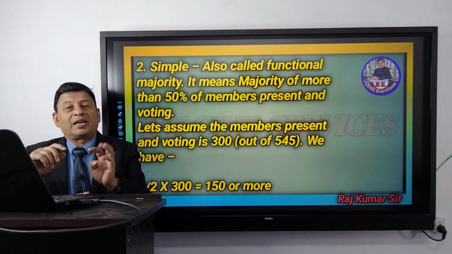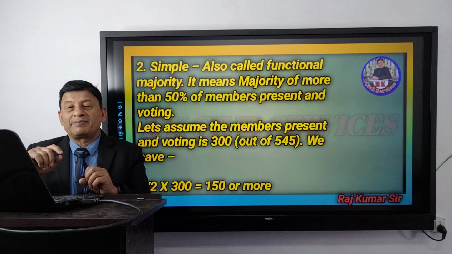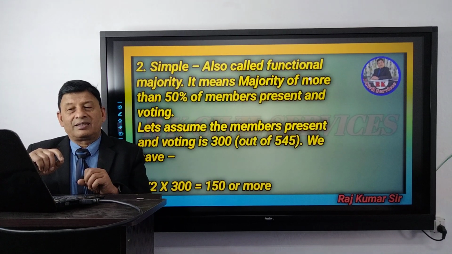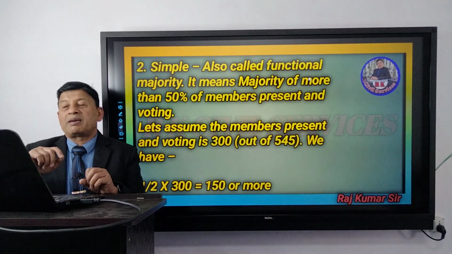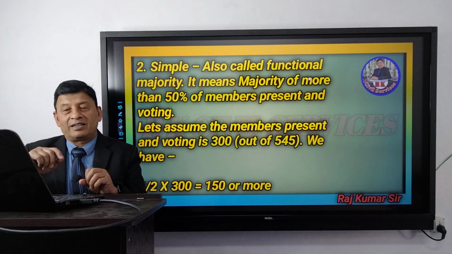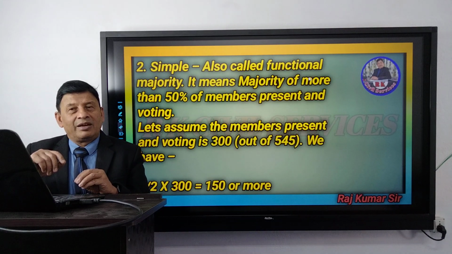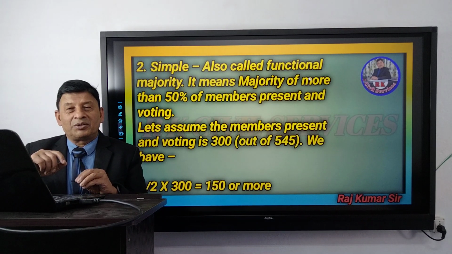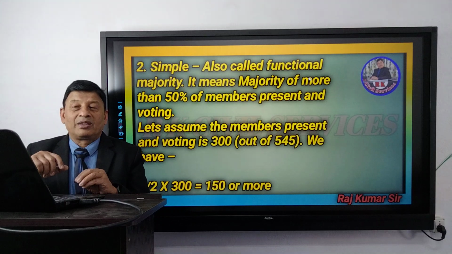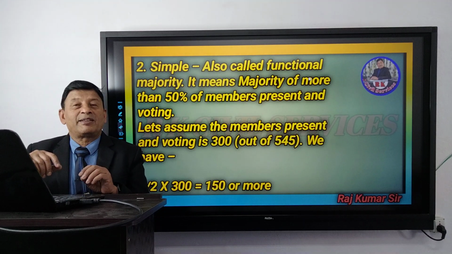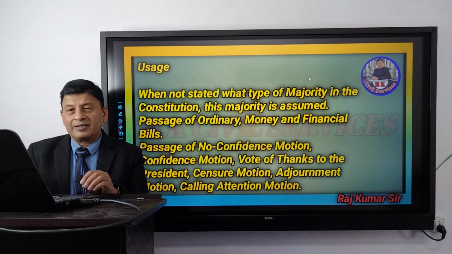A second majority is the simple majority. It's also called functional majority. It means a majority of more than 50% of members present and voting, right? Let us assume the members present and voting is 300, for example, out of 545, then we have 1 by 2 into 300 is equal to 150 or more. So this is all about the functional majority or the simple majority, right?